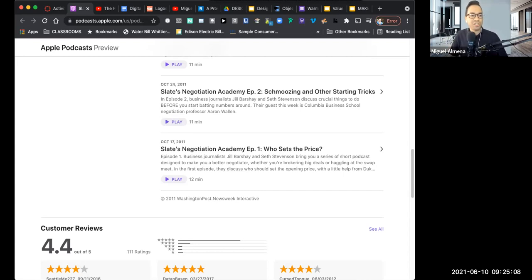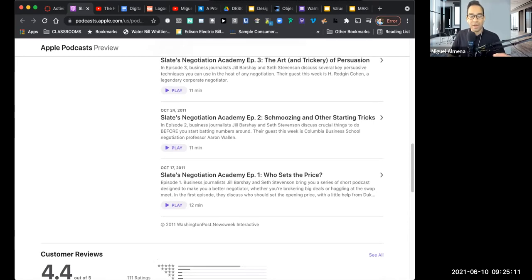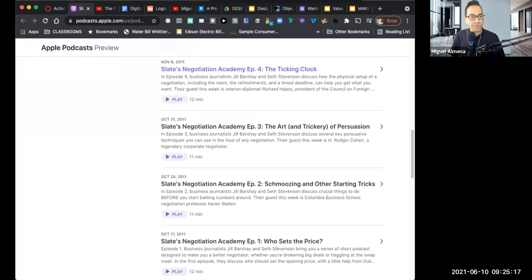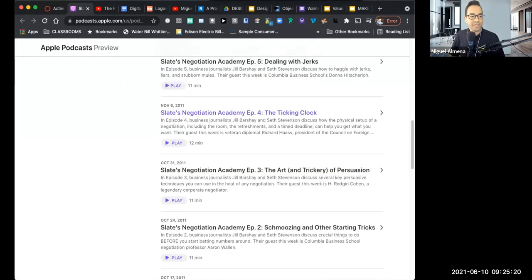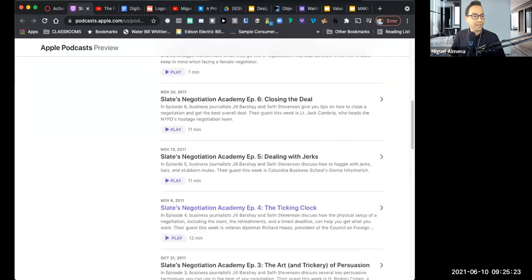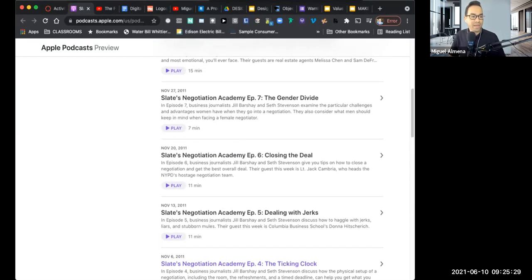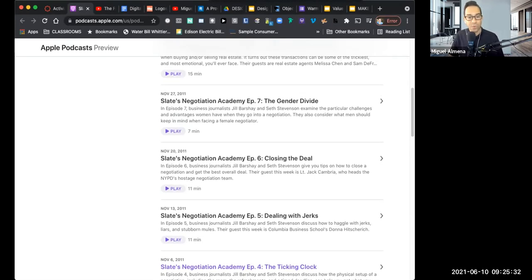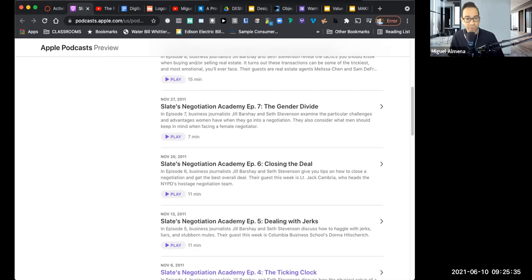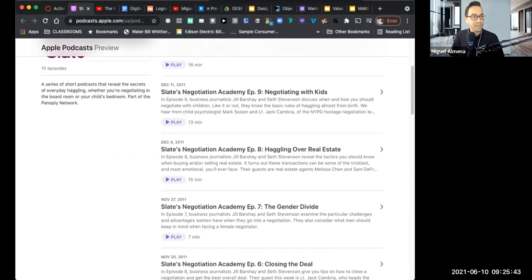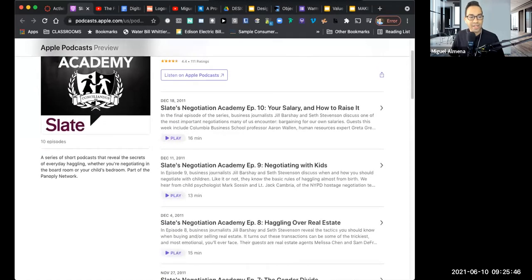And there are other things like schmoozing, how to befriend people and get them to open up to you and be comfortable with you. The art of persuasion, the ticking clock, dealing with jerks, closing the deal, the gender divide, which is a real thing, right? Do men take advantage of female negotiators, and what do we need to look out for? So hint, ladies, take a look at episode 7. Haggling over real estate: if you want to buy a house, how do you get tactical with housing prices. Negotiating with kids, and your salary, how to raise it. This stuff is gold, guys, and it's for free.